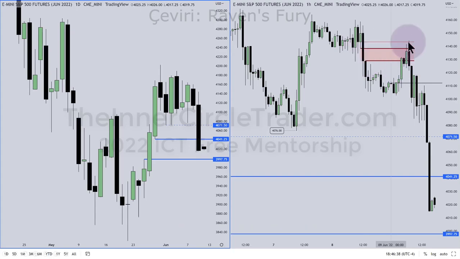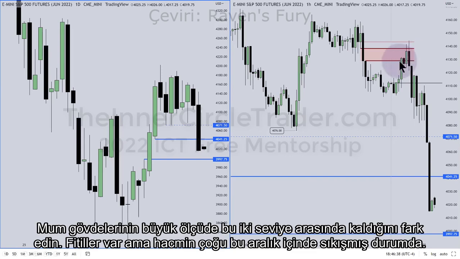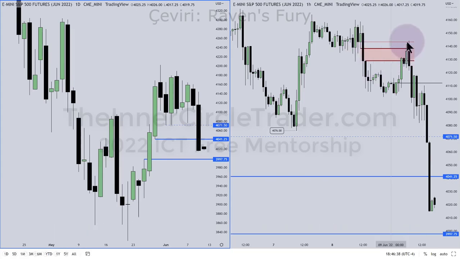Price goes above it, hits the order block, but look at the candles. See how the candles' bodies stay predominantly in between these 2 levels here? So yeah, there's a wick and there's a wick, but largely the volume is encapsulated in between these 2 levels.